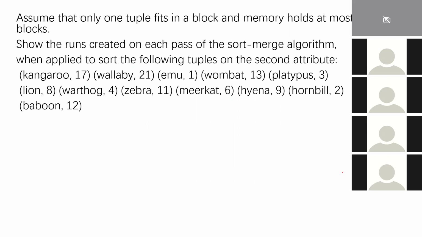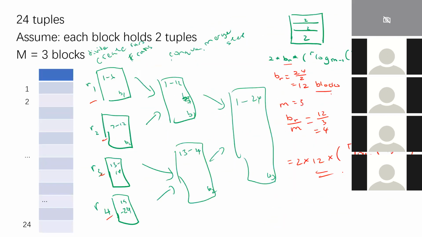Log 2. Sorry, let me see. Did I make a mistake? Let's see where. Oh yeah, I'm sorry. This is log 2. Yeah, I made a mistake. Thank you, Chun Yong. This is log 2, not log 3.